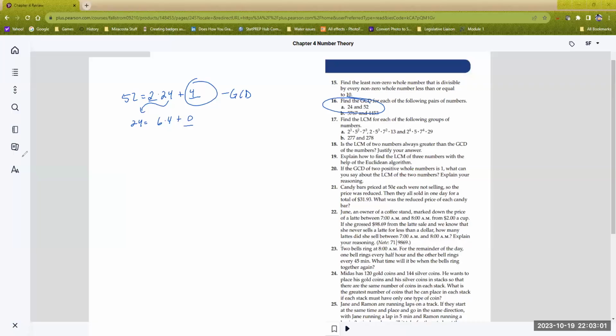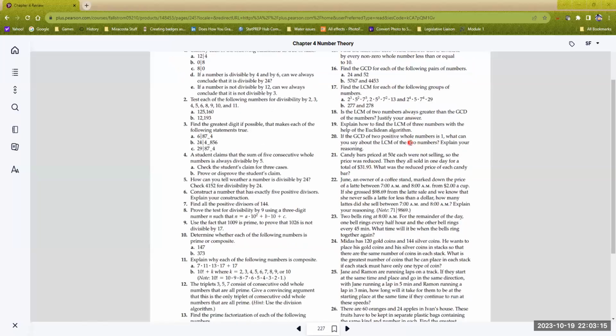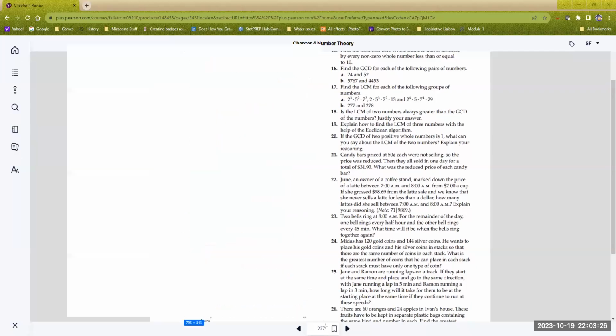Okay, we can also try it on numbers that are a little bit larger. This is the chapter 4 review, but we could go back and try it on really any 2 numbers. The next 2 numbers it says are 5767 and 4453. Okay, so here we go. Let's grab a little white space.